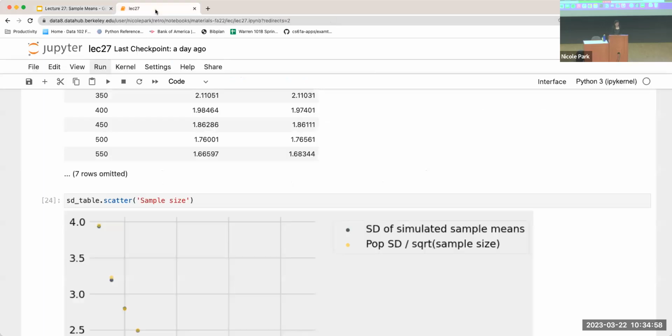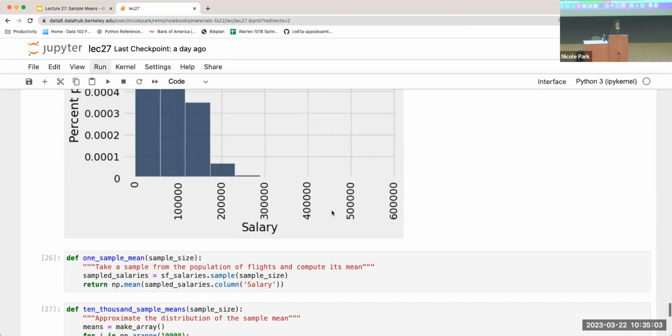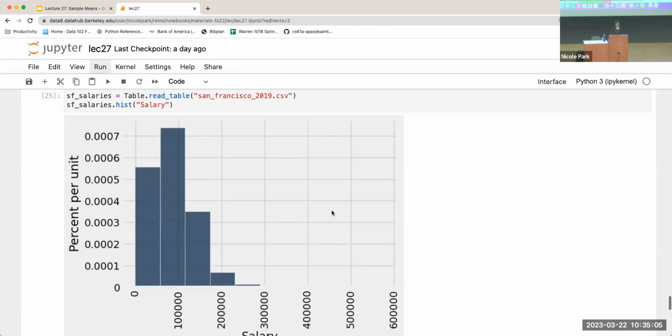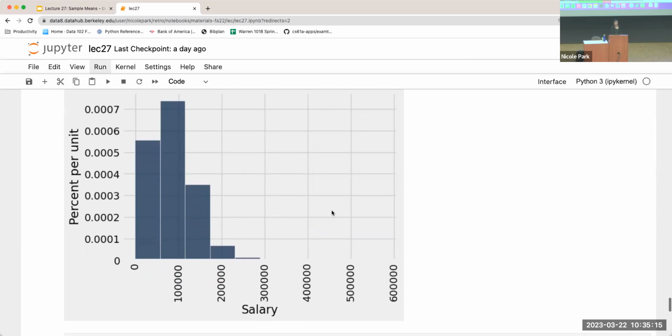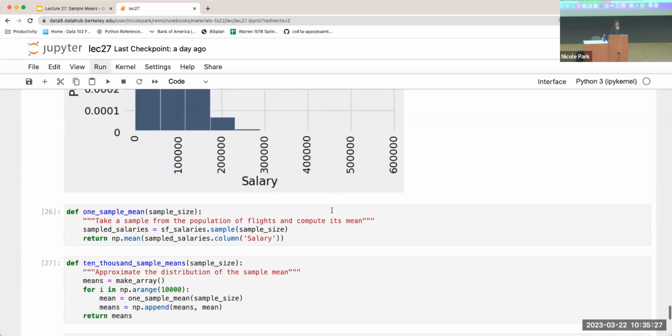Okay, going to the demo. This is just to reinforce exactly what we're discussing. So it's not anything new, but let's go over this. So, other distributions. In this case, this is a table of San Francisco salaries that were collected in 2019. You'll see here again, this is not a normal looking distribution. It is slightly right skewed. You'll see there are some large values on the right side of the graph, which makes it a right skewed graph. And this is like the population that we're going to be sampling from.